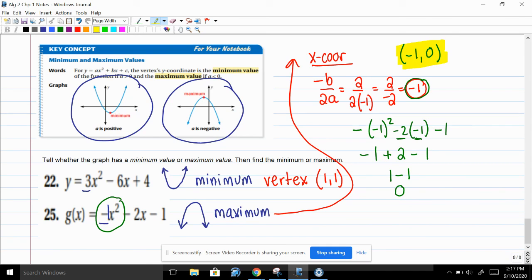So there's your vertex. Now, when they ask you for a minimum or a maximum, they only need the y-coordinate. So in number 22, the minimum is 1. And in number 25, the maximum is 0. Hopefully that clears things up as far as minimum and maximum are concerned. You're going to know right away if it opens up or down, which means you're going to know right away if it has a max or a min. And then to find the max or the min, you're finding the vertex, which hopefully by now you're comfortable with, and the y-coordinate of the vertex is your maximum or your minimum.